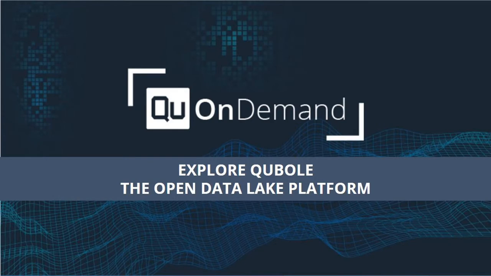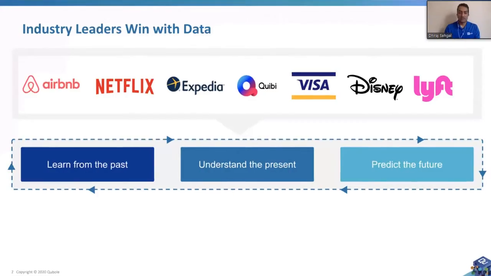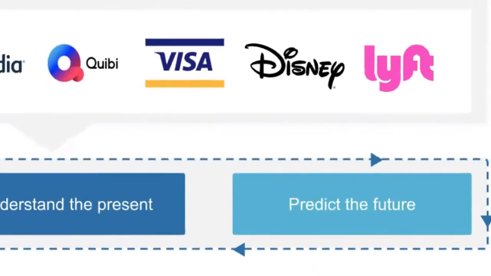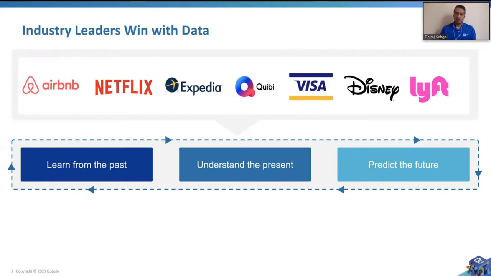Before we start talking about Qubole, we would like to share what we are seeing in the market with different industry peers who are leading with data. What we are seeing is companies like Netflix, Expedia, Visa, Lyft winning in their markets with data. They are learning from the past with this data. They are understanding the present with the data which is coming in, and then they are predicting the future with respect to their customer behavior, their business behaviors with this data.